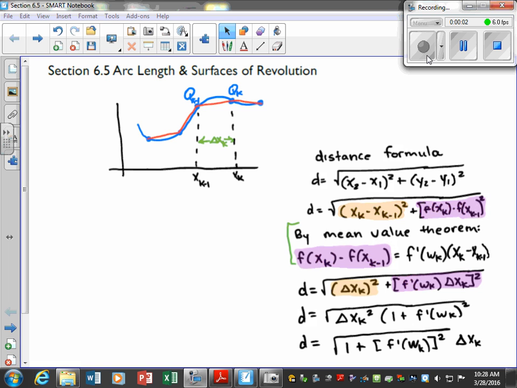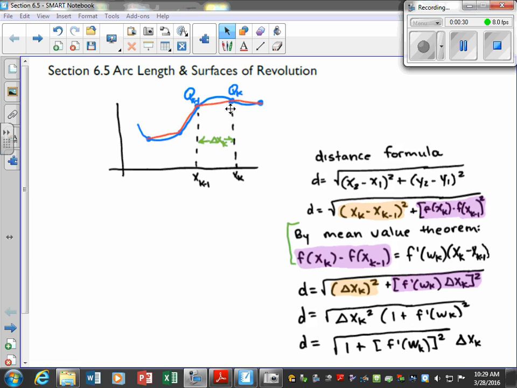Okay, today we're going to cover section 6.5, which is arc length, and then we're going to talk about surface area of revolution. So let's just think about this blue curve right here. If I wanted to know the arc length, of course it's going to be related to the distance formula. If we take the distance formula that you're used to, x2 minus x1 squared plus y2 minus y1 squared, that's the straight line.